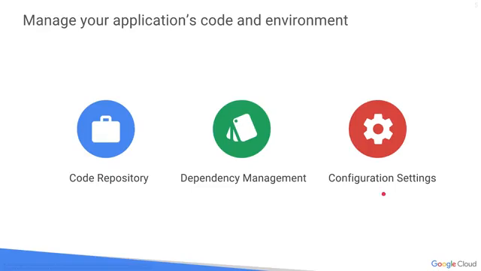Separate your application's configuration settings from your code. Don't store configuration settings as constants in your source code. Instead, specify configuration settings as environment variables. This enables you to easily modify settings between development, test, and production environments.